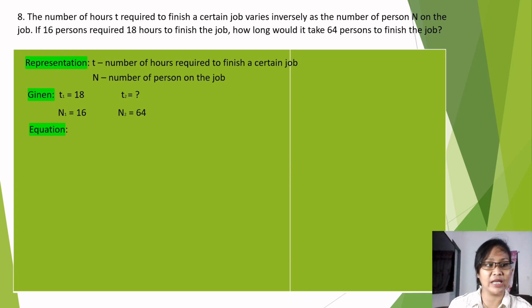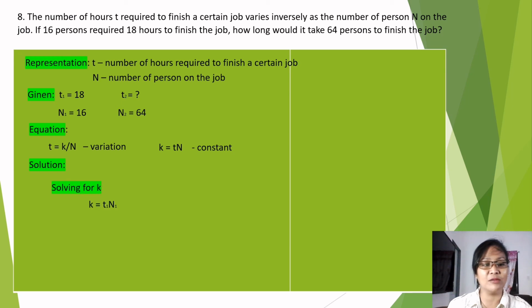Equation for our variation, it says here the number of hours T required to finish a certain job varies inversely as the number of persons N on the job. So we have T is equal to K all over N. And for our constant, we have K is equal to TN. Solution, solving for K, we have K is equal to T sub 1 times N sub 1. Then substitute the given. T sub 1 is 18 and N sub 1 is 16. Then multiplying 18 times 16, we have 288. So therefore, K is equal to 288.